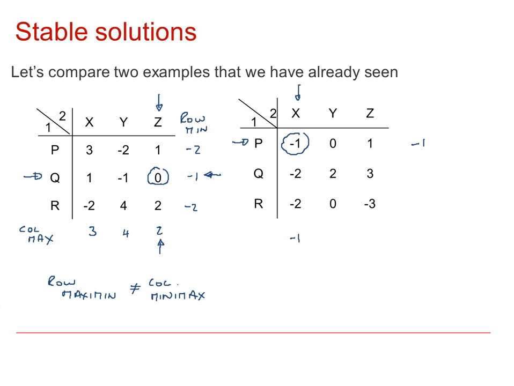Notice here that the row maxi-min is equal to the column mini-max. And we have what's called a stable situation, and for the other situation we have unstable. So we have then that the stable situation exists if and only if the row maxi-min is equal to the column mini-max.